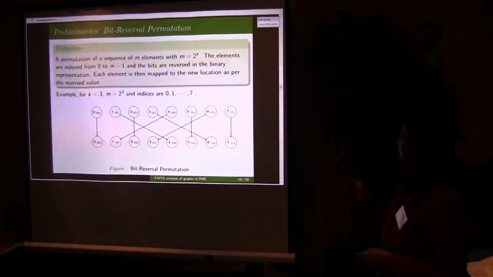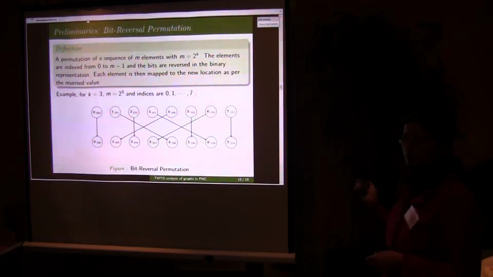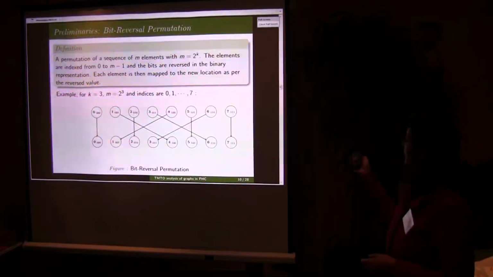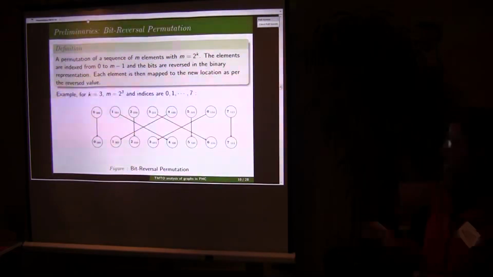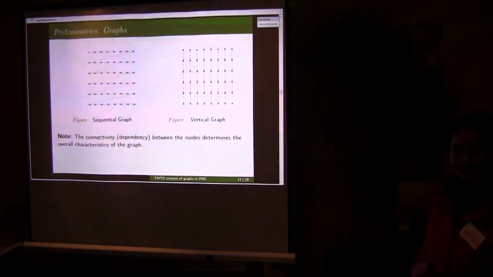We index the elements from 0 to m minus 1, supposing m is 2 to the power k. Then the permutation will be the bit reversal of the indices. So this is the graph showing the bit reversal permutation.